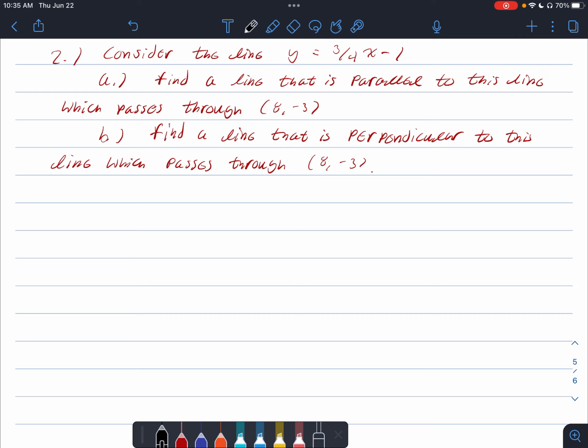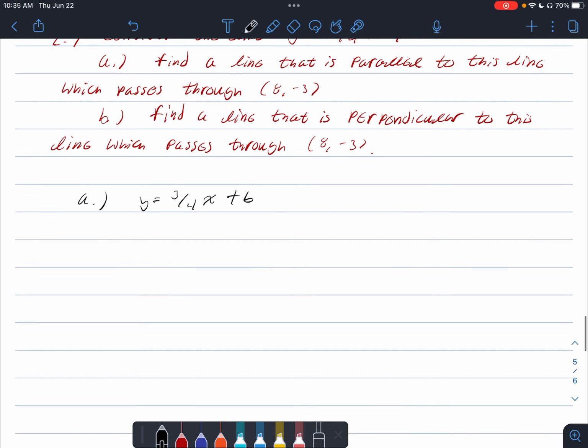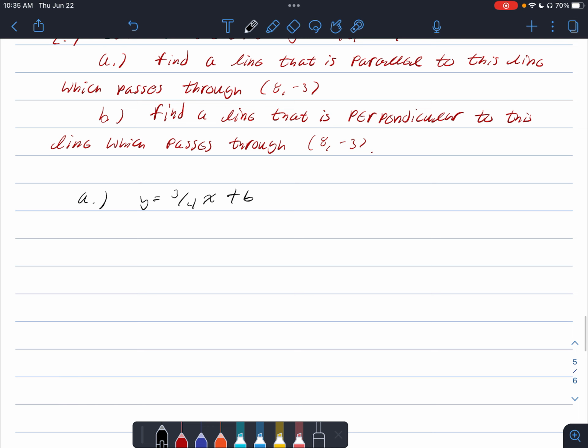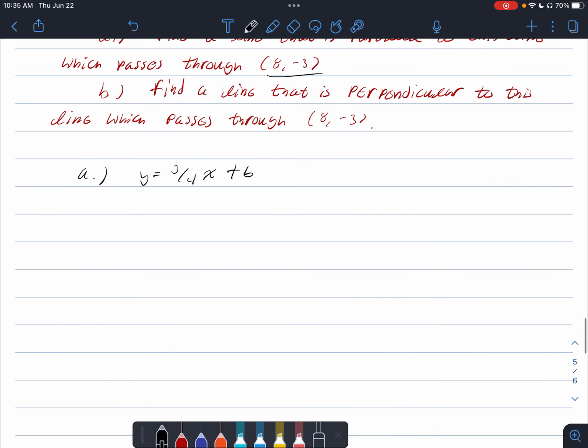So we know a line that is parallel is going to be of the form y equals 3/4 x plus b. All right. So we can take the given point that this line is going to pass through in order to find out what our y-intercept is going to be. So we have 8, negative 3. So we know that negative 3 is going to be equal to 3 over 4 times 8 plus b. And now we just solve for b.